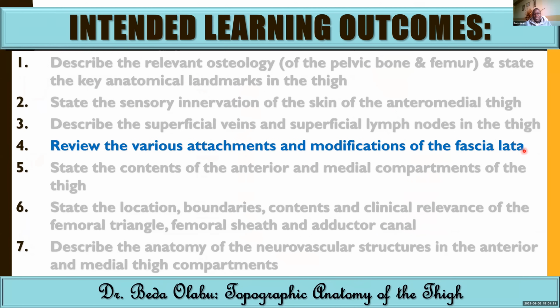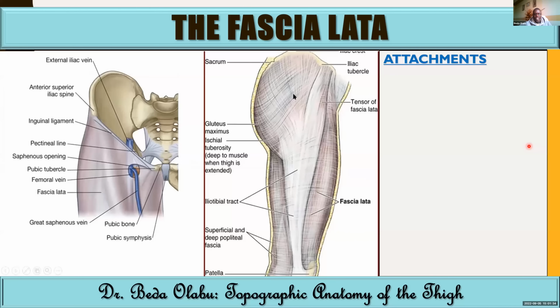Great. Having said so, we have now dealt with the superficial structures. Let's go slightly deeper and talk about the deep fascia of the thigh. The deep fascia of the thigh is called the fascia lata. The fascia lata embraces the muscles of the thigh and separates them from the subcutaneous tissues that we've talked about. This fascia lata is attached proximally to a number of things.